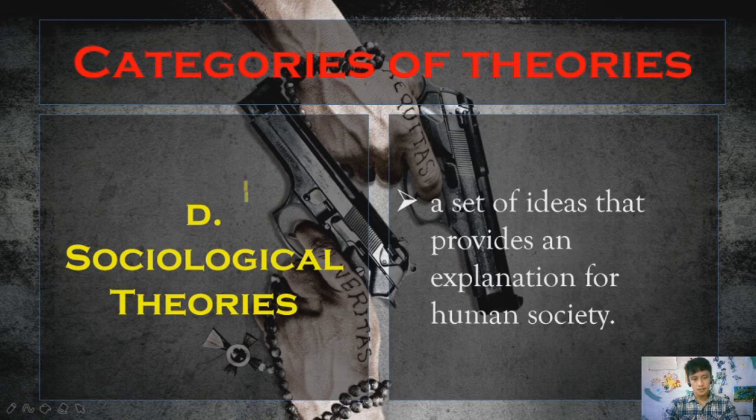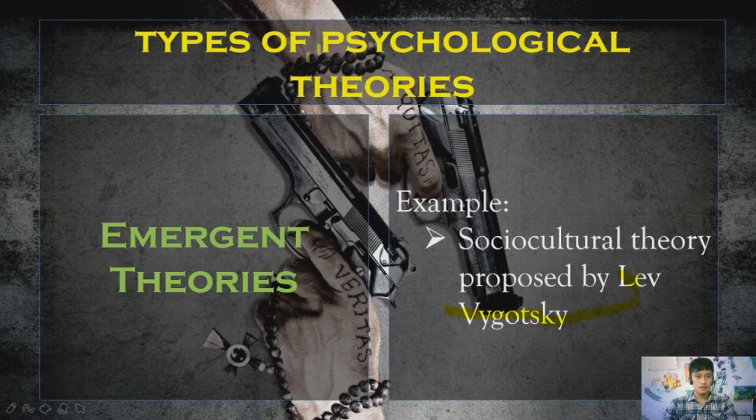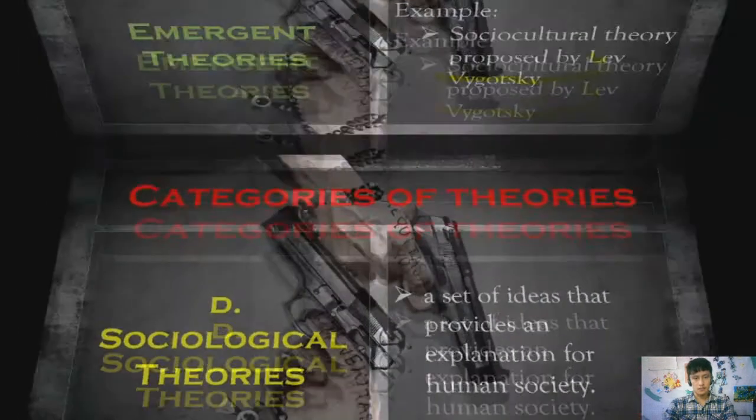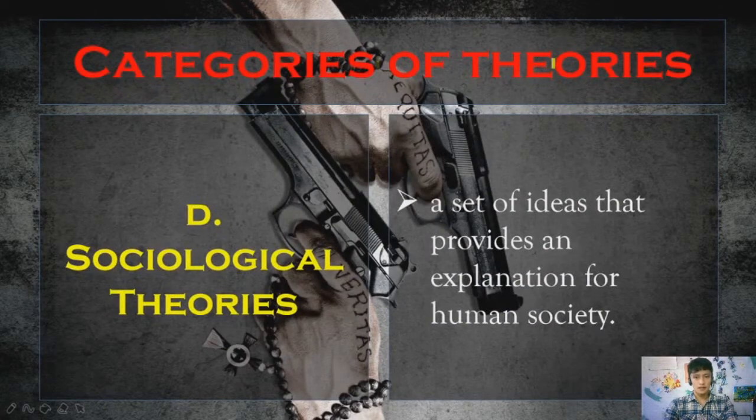Those are the three mentioned earlier, the classifications of psychological theories. But the next one we have here among the categories of theories is the so-called sociological theories. Simply, it is a set of ideas that provides an explanation for human society. So it is focused on the society wherein a certain person lives, or belongs.